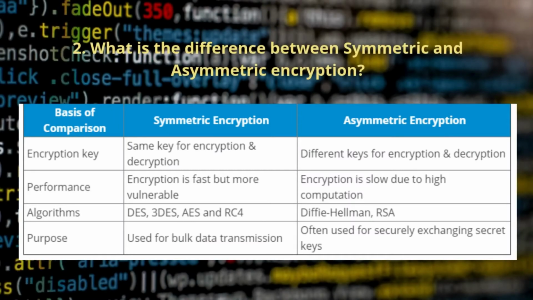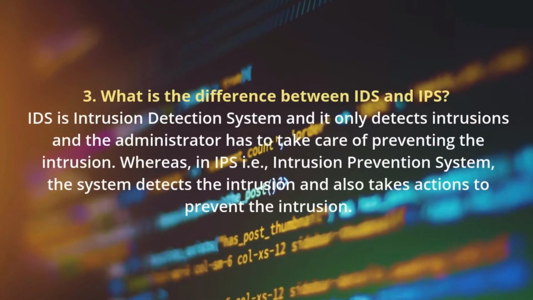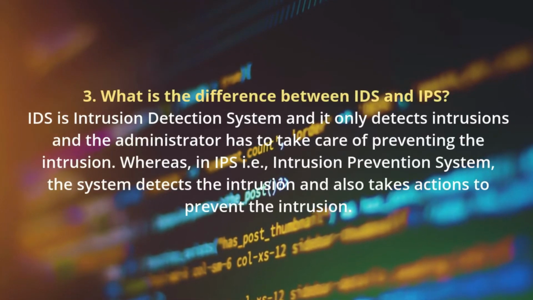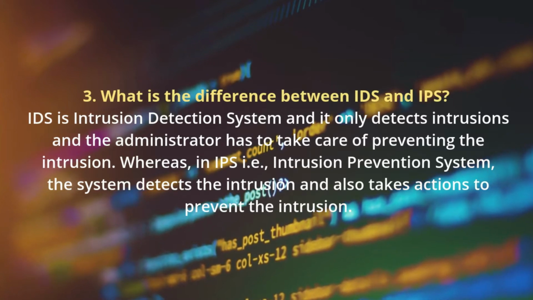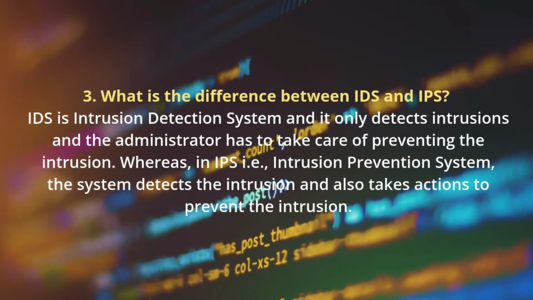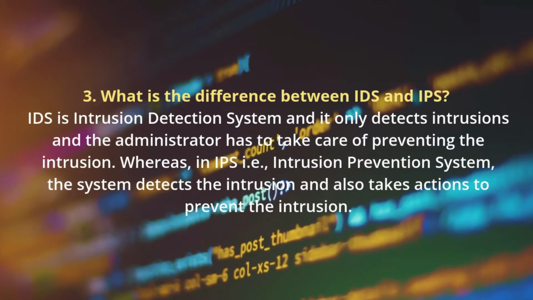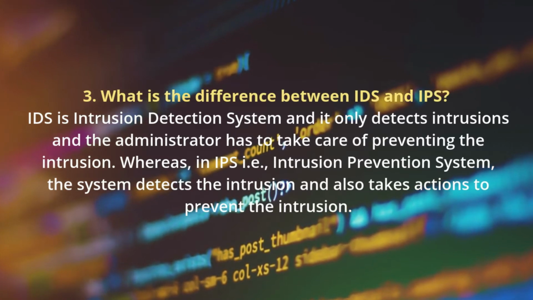2. What is the difference between symmetric and asymmetric encryption? 3. What is the difference between IDS and IPS? IDS is an intrusion detection system, and it only detects intrusions and the administrator has to take care of preventing the intrusion. Whereas, in IPS, i.e., intrusion prevention system, the system detects the intrusion and also takes actions to prevent the intrusion.